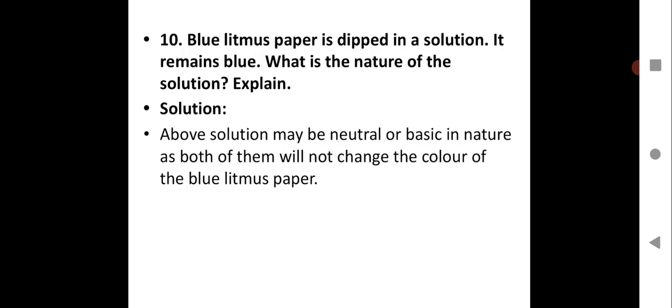Question number 10. Blue litmus paper is dipped in a solution. It remains blue. What is the nature of the solution? Explain. Very simple. The above solution may be neutral or basic in nature, as both of them will not change the color of the blue litmus paper. So blue litmus paper dipped in a solution will remain blue. That clearly indicates that the above solution may be neutral or basic in nature, because both of them will not show any color change with blue litmus paper.